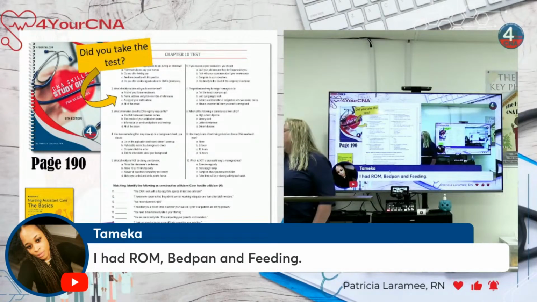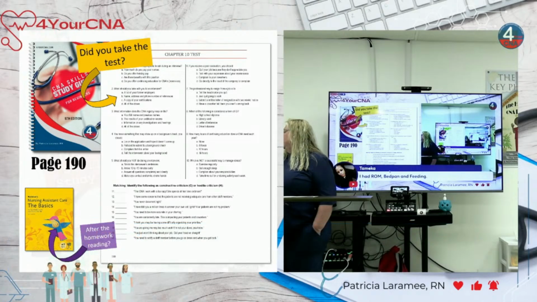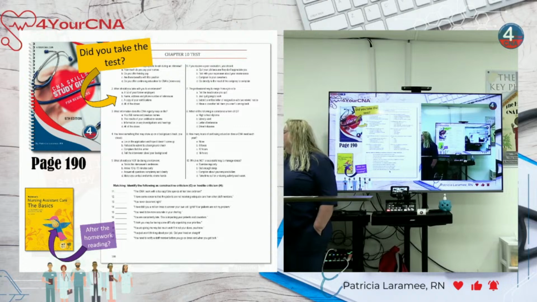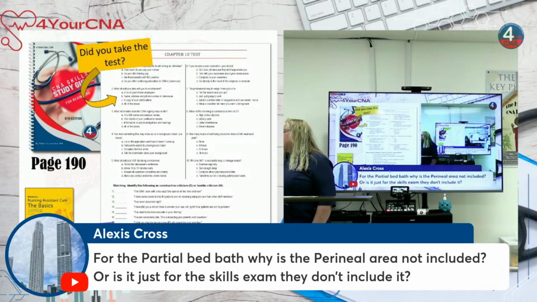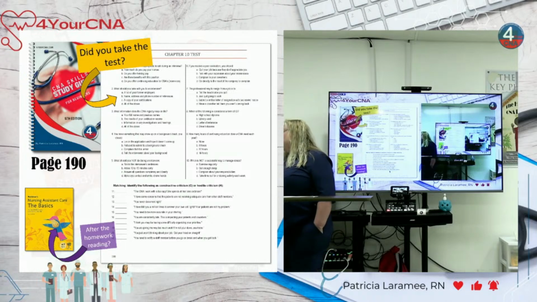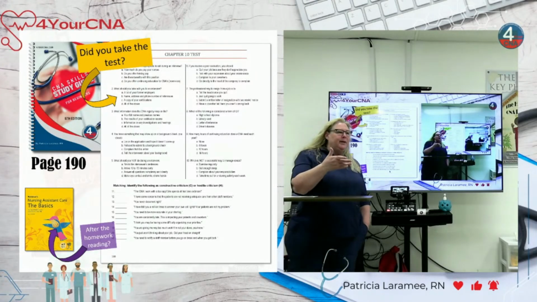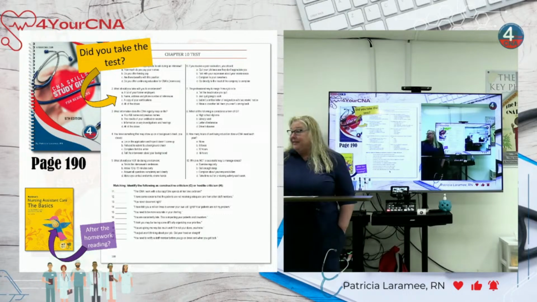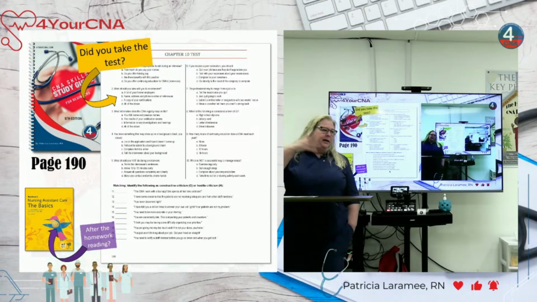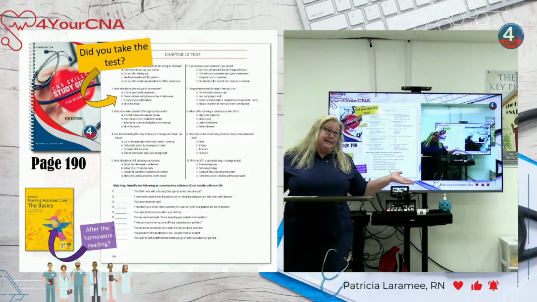Okay, Tamika had range of motion, bedpan, and feeding. All right, so Alexa says, for the partial bed bath, why is perineal area not included? Is this just for the skills exam that they don't include it? That's a great question. So in a clinical setting, you're probably going to be assigned to give a bed bath, head to toe. You know, wash what they got. But for the test, partial bed bath is already 19 minutes.